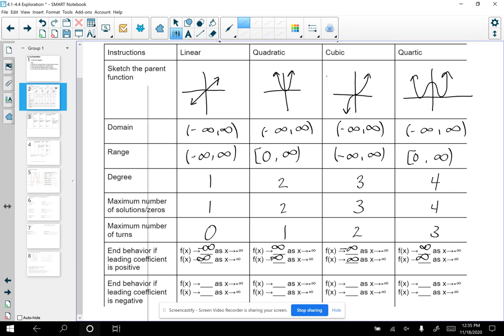Now, what if that leading coefficient is negative? Well, then all of our end behavior is going to change, right? So a linear negative would be a line going that way. As x goes to negative infinity, it's going up, and as x goes to positive infinity, it's headed down. Same thing for a quartic. A negative leading coefficient for a quadratic is going to be an open down parabola, where both ends are heading towards negative infinity. Cubic is going to start up and go down. So again, our end behavior just flips. And then quartic would look something like this, both headed towards negative infinity.